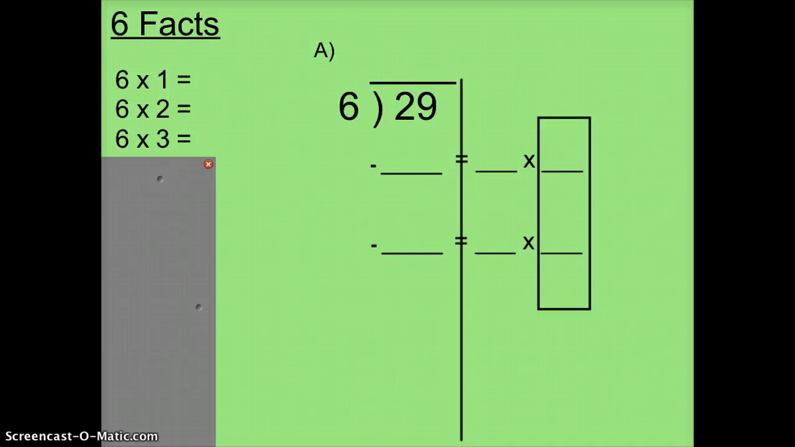Okay, in this video, we're going to take a look at just some of our classwork and some of our homework problems using the repeated subtraction method for division. And here's our first problem. It's 29 divided by 6.